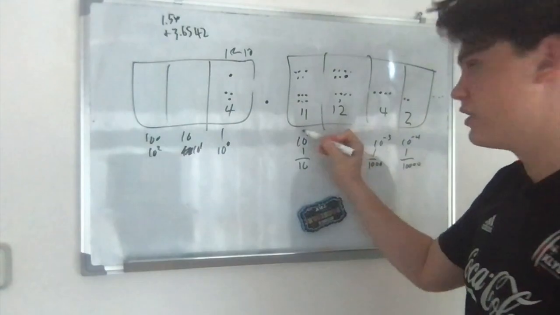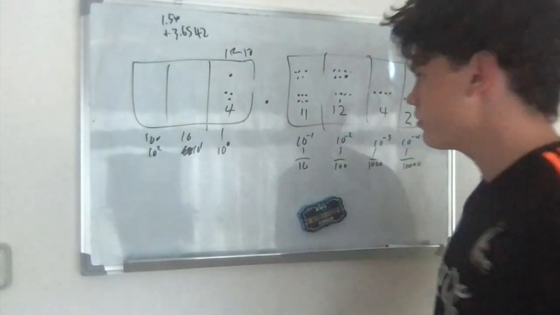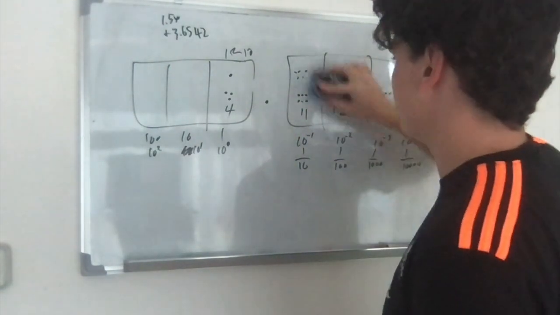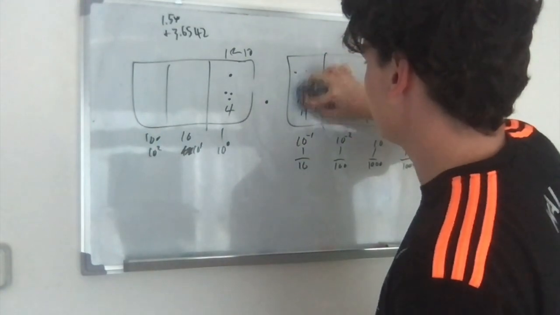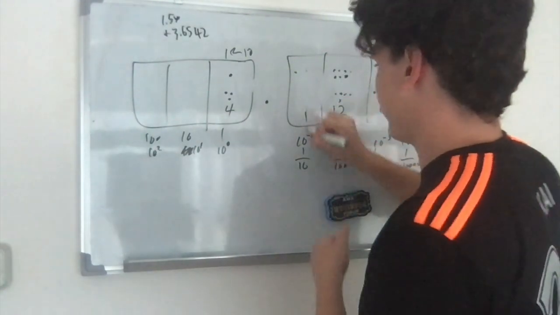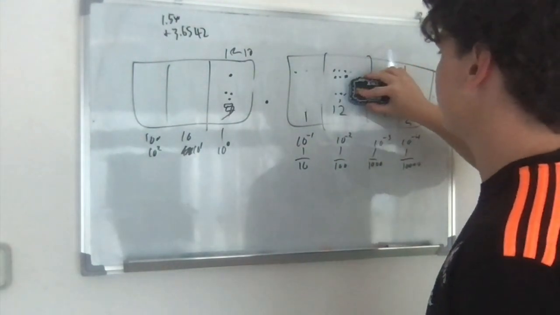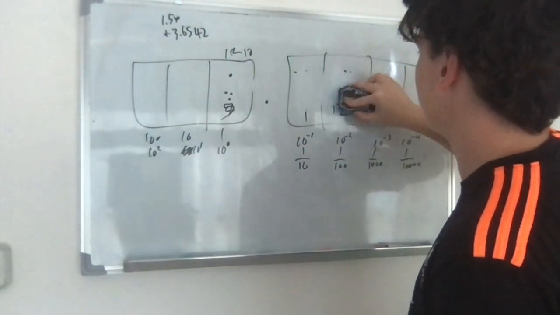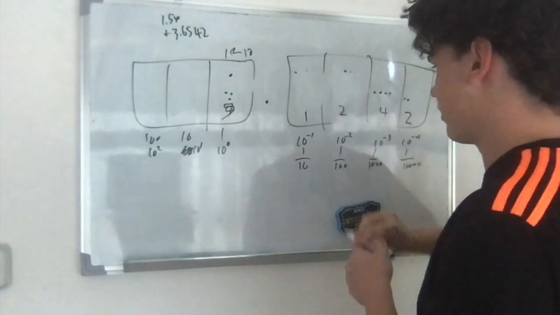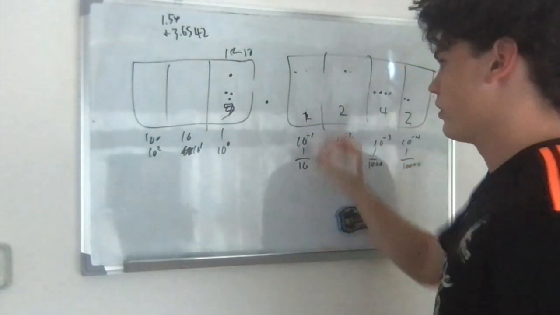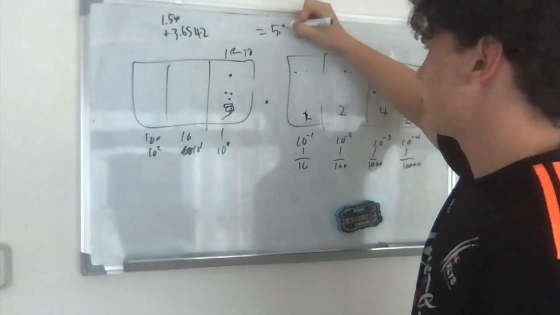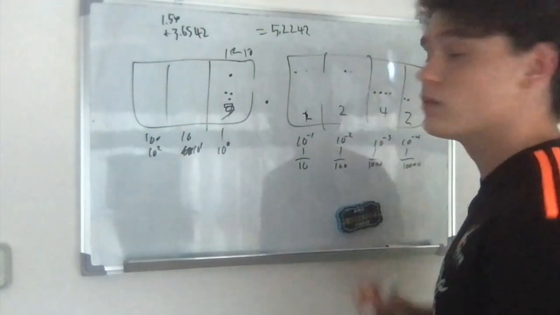Obviously, these are greater than 10, so we have to explode them across. We explode 10 dots from here to make 1, and we add 1 here, so that's going to be 5. Then we explode 10 dots here as well, and we're left with 2. We add another 1 here. So what it results in is 5.2242. Quite simple stuff.